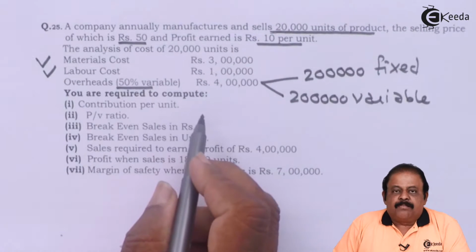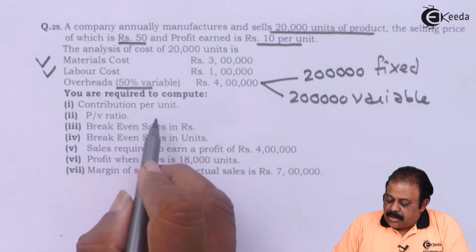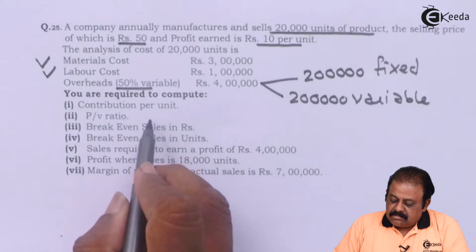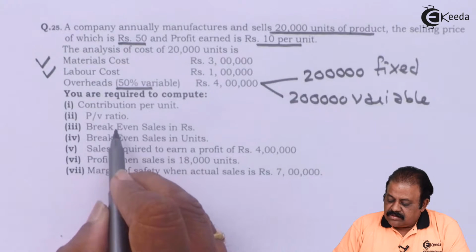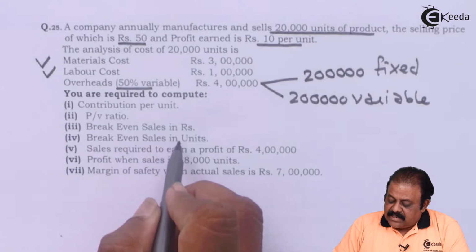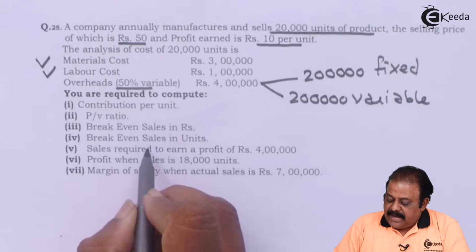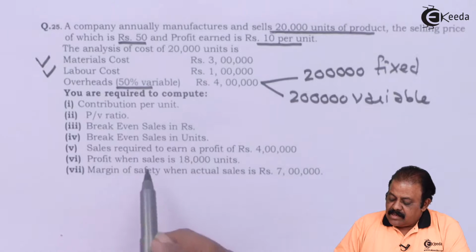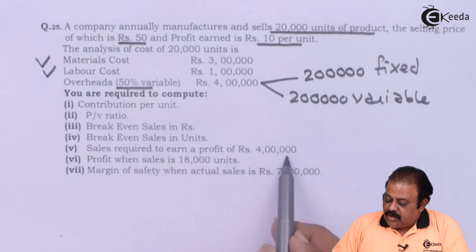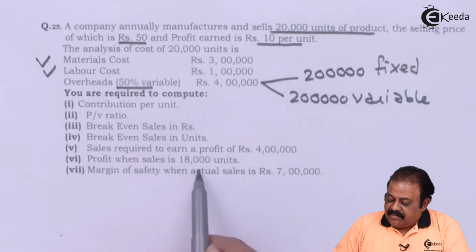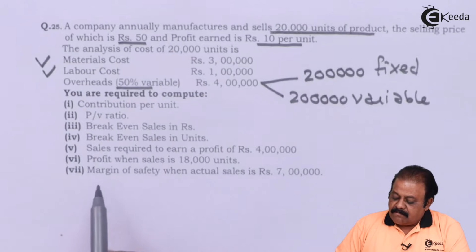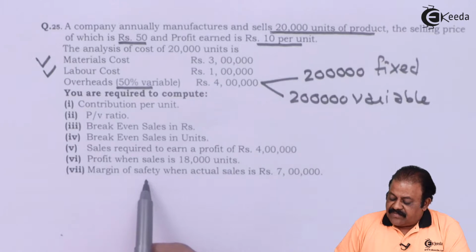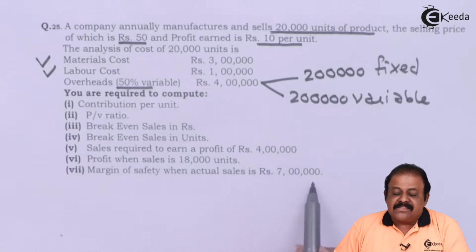You are required to compute contribution per unit, PV ratio, break-even sales in rupees, break-even sales in units, sales required to earn profit of 4 lakhs, profit when sales is 18,000 units, and margin of safety when actual sales is rupees 7 lakhs.